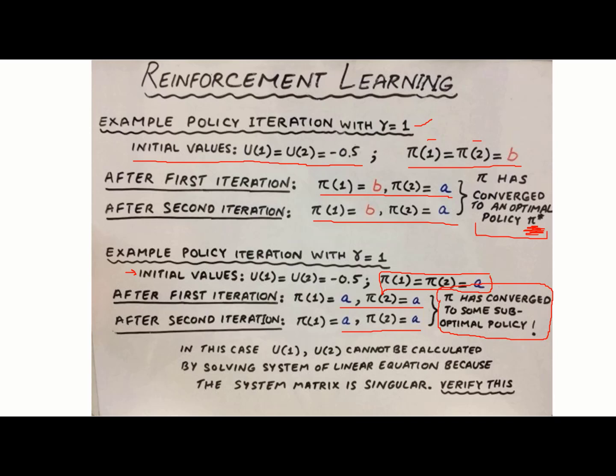In this case, you will find that something interesting has happened: the algorithm has not converged to an optimal policy. The main reason is that in the policy evaluation step, the first step of the algorithm, in which we need to solve a system of linear equations, it turns out that the system matrix is singular. Therefore, the system cannot be solved, and hence the algorithm is outputting an incorrect result and a suboptimal policy.